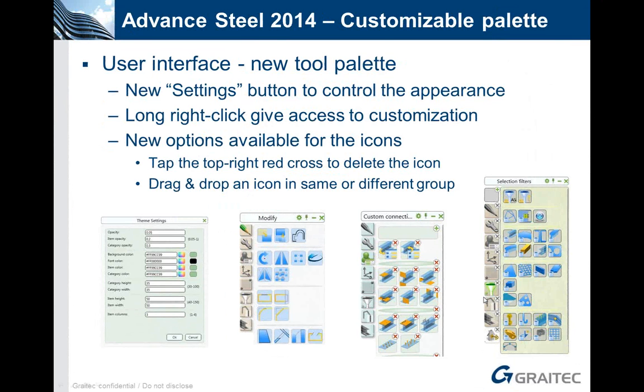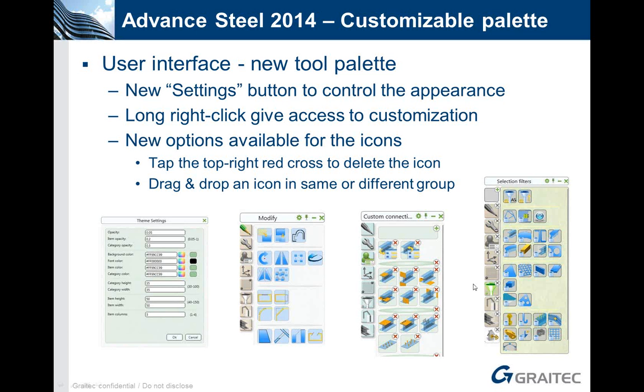Concerning the user interface, we have the tool palette, which appeared in the previous Advanced Steel release. And what's new here is that you can customize this tool palette. For that, you have a new settings button here to control the appearance of the tool palette. A long right click on the icons gives access to the customization. And you have a new possibility thanks to the top right red cross. You can remove one icon, or you can drag and drop an icon in the same category group, or you can place it in a different group.